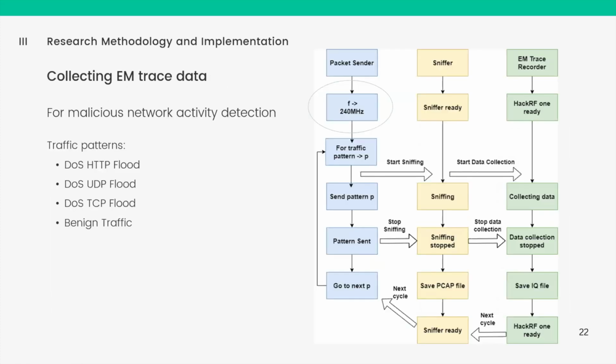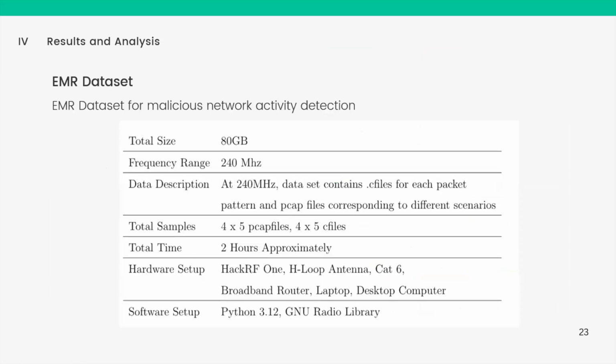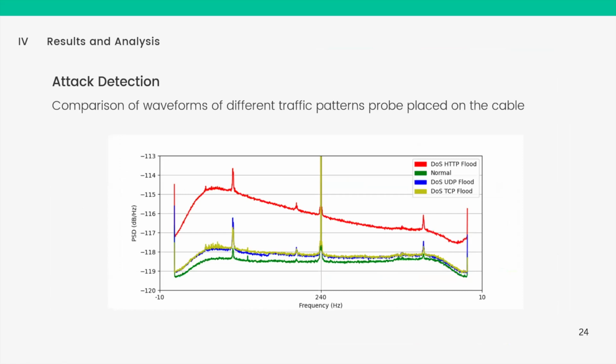We should now collect traces for attack detection. Here we collected traces at 240 megahertz, and we simulated all three attacks, namely DoS HTTP, DoS UDP, and DoS TCP, together with the benign traffic. We collected data for around 2 hours. Then we plotted the traces against each other, and we can see the different trace patterns. We can see the normal traffic at the very bottom and the HTTP flood again at the top, and then the other two. The HTTP flood is a little more distinguishable than the other two, which are quite different.